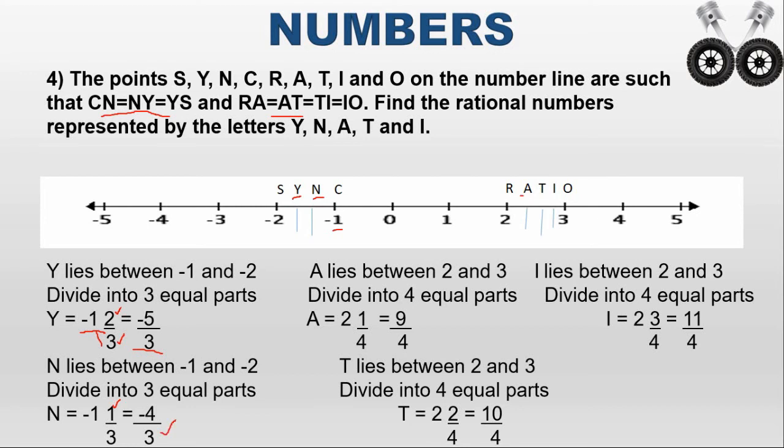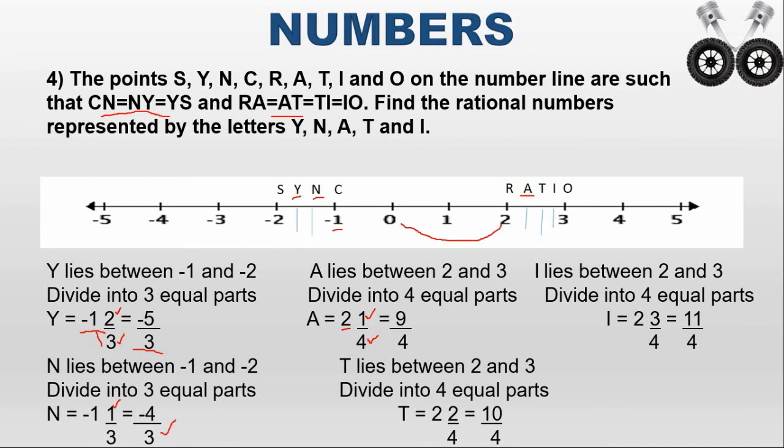Next, you are going to find the value for a. The a lies in between 2 and 3. How many parts is it divided into? It is divided into 4 equal parts. The number which lies nearer to 0 is 2. So the a value can be written with 2 as the whole part. Where the a lies, it lies in the first part. That can be written in the numerator. How many parts is it divided into? It is divided into 4. That can be written in the denominator. So the mixed fraction is 2, 1 by 4.